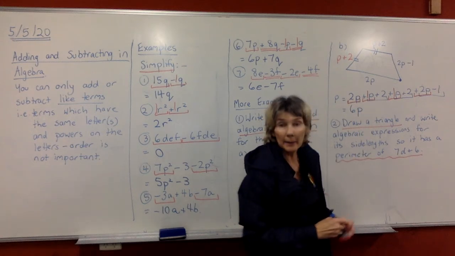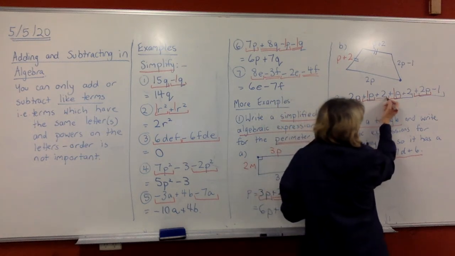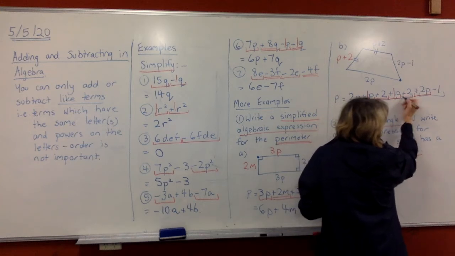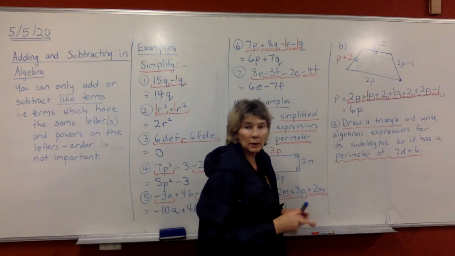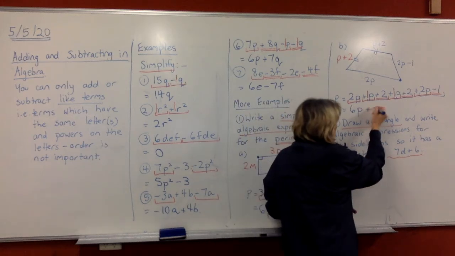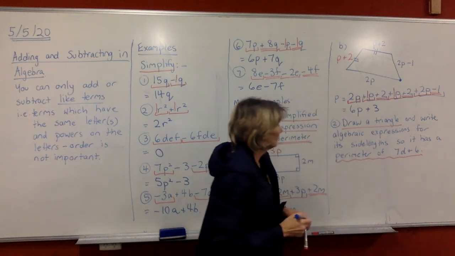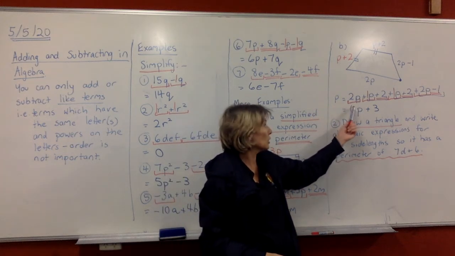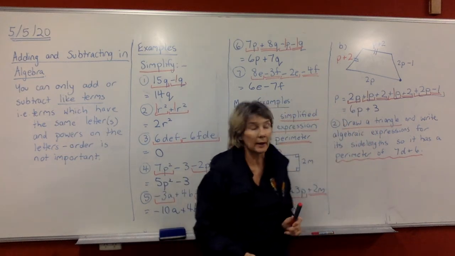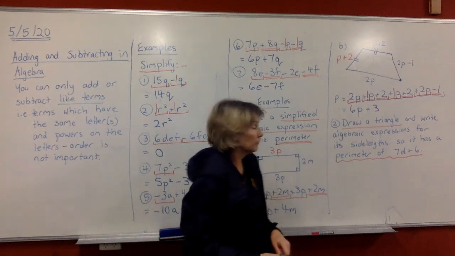And now we're going to add up just the numbers with no letters. Plus 2, plus 2, minus 1. And if you use your calculator, that will give you plus 3. Just make sure when you're finished doing your like terms that you've actually underlined everything, because then you haven't left anything out. And that's the answer to the question.